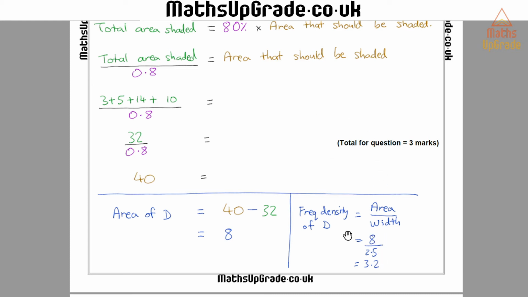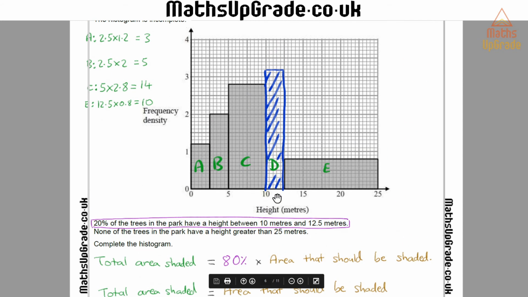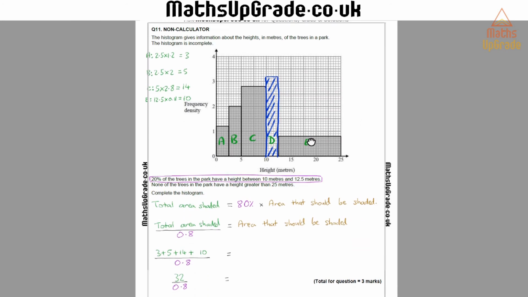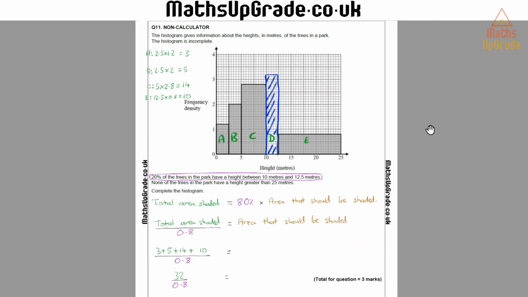So the last thing we need to do now is complete the histogram as asked in the question. The frequency density, in other words the height, needs to be 3.2. So here you can see I've drawn the height of this bar as 3.2, and obviously the width is 2.5. So that question there was a really tough question, but in essence that's how you do it for 3 marks.